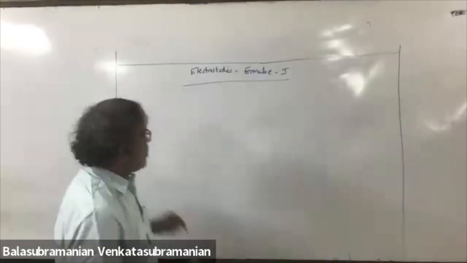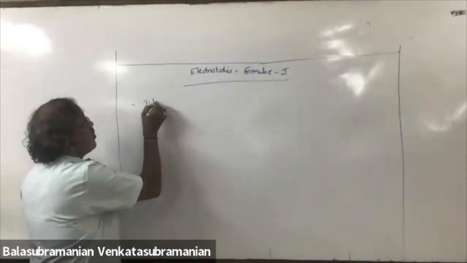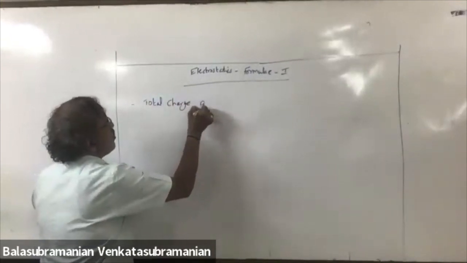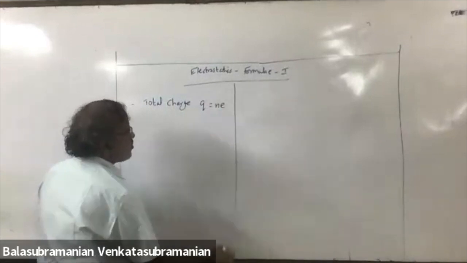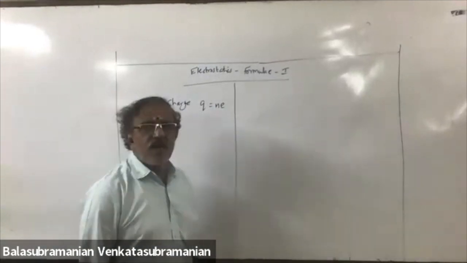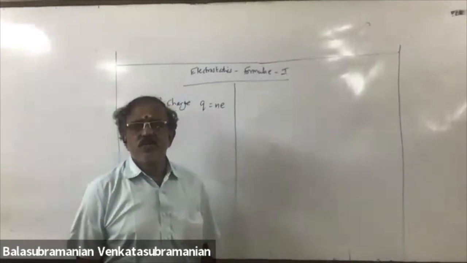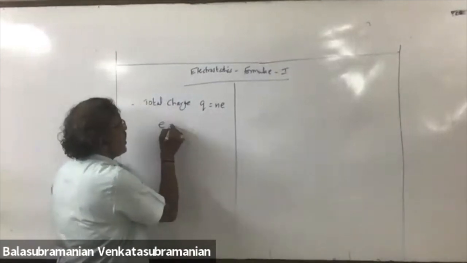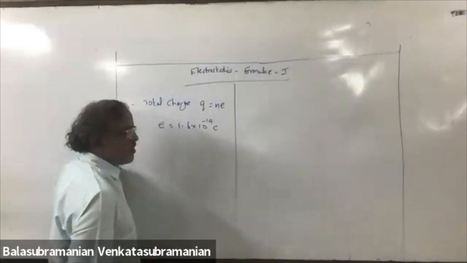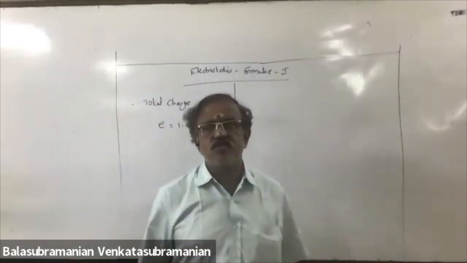Total charge Q is equal to Ne, where N is the number of electrons and e is the charge of an electron, whose value is 1.6 into 10 power minus 19 coulombs.